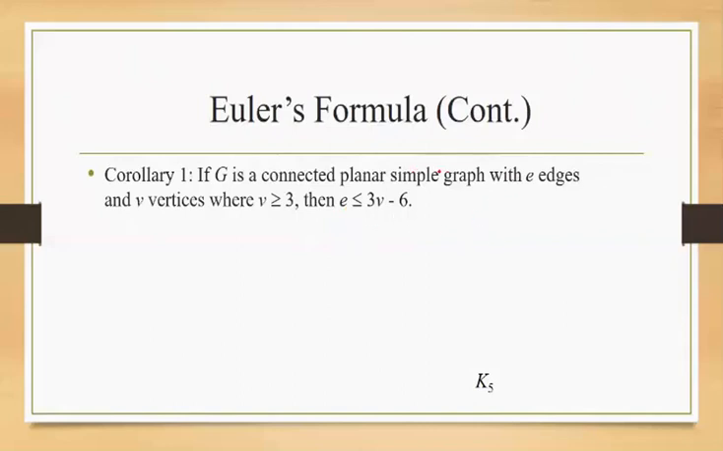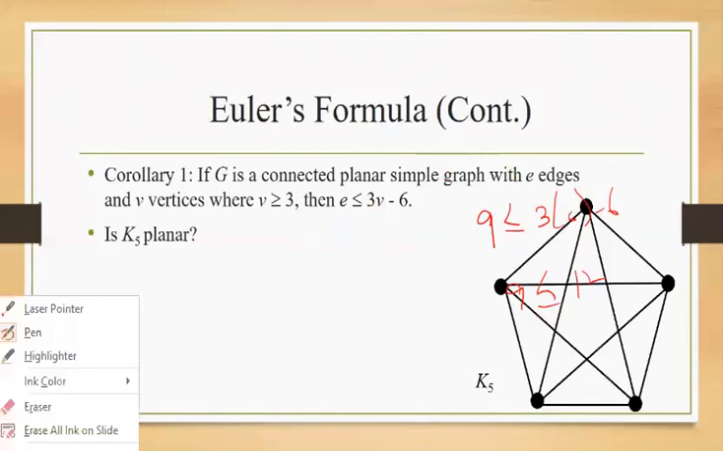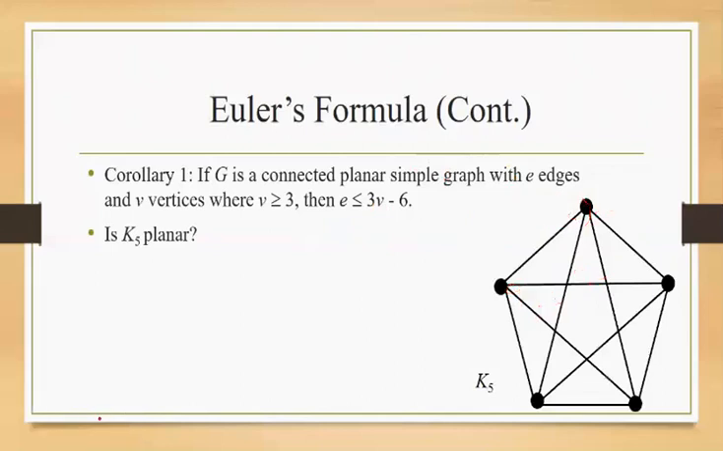In the earlier case of K33, we had 9 edges and 6 vertices. 3 into 6 minus 6 is 12. So 9 is less than or equal to 12. But is our K33 planar? Let's take another graph. Is K5 planar? Let's check for that.